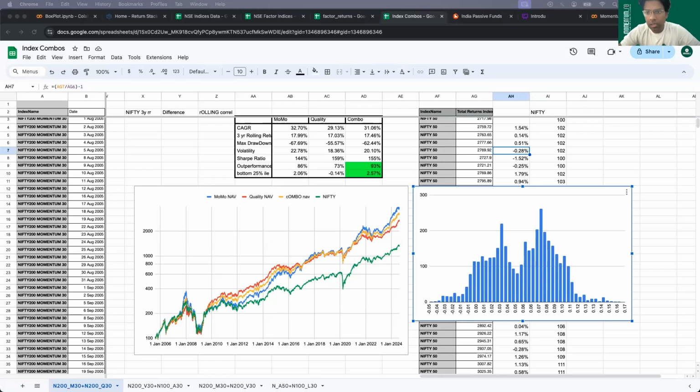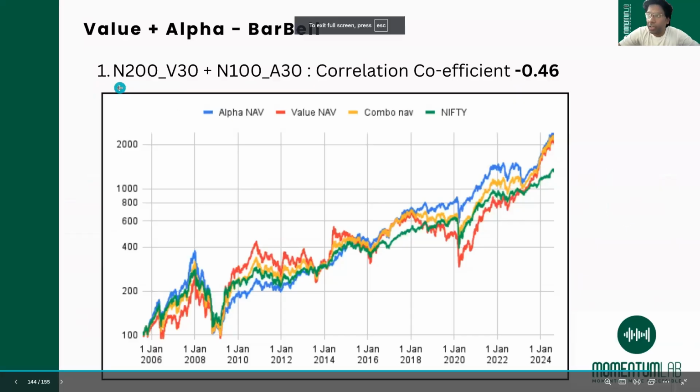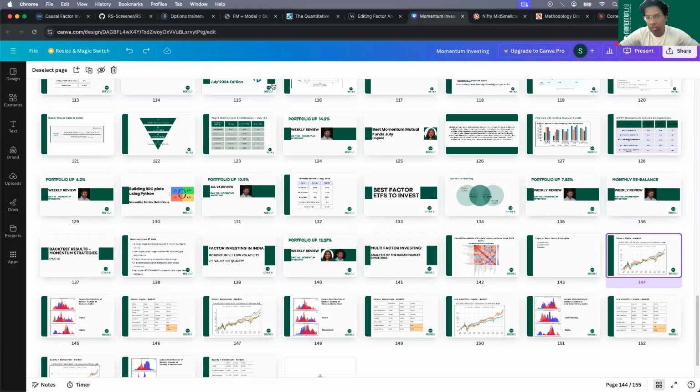Now let's take a look at the first multi-factor barbell approach that we're going to create, which is value plus alpha. So the indices that we're going to take specifically are Nifty 200 Value 30 plus Nifty 100 Alpha 30. We'll combine these two and create a new strategy and see how it is performing.